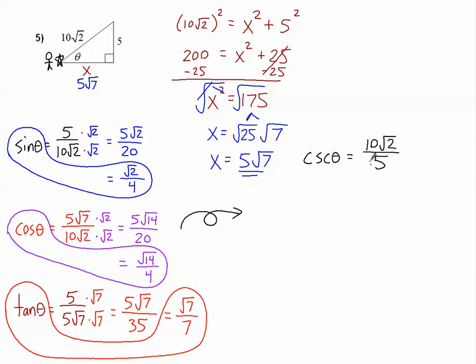Now I do have to worry about this. This is still not simplified. 10 divided by 5 can still be 2. And I'll get 2 times the square root of 2. Awesome.